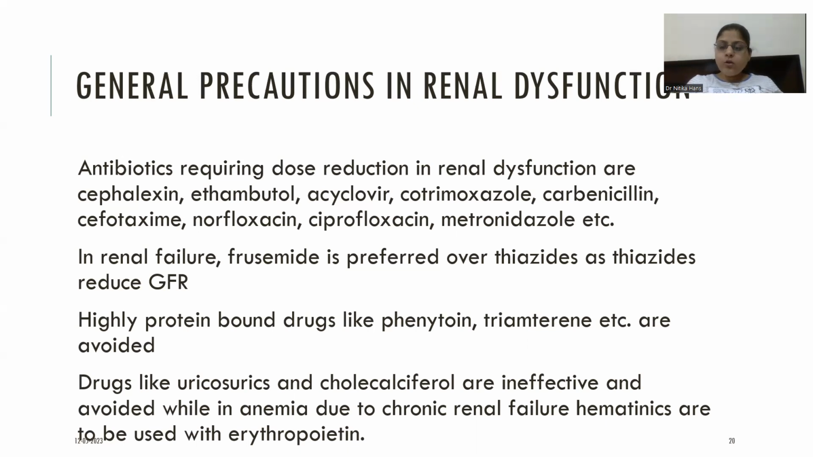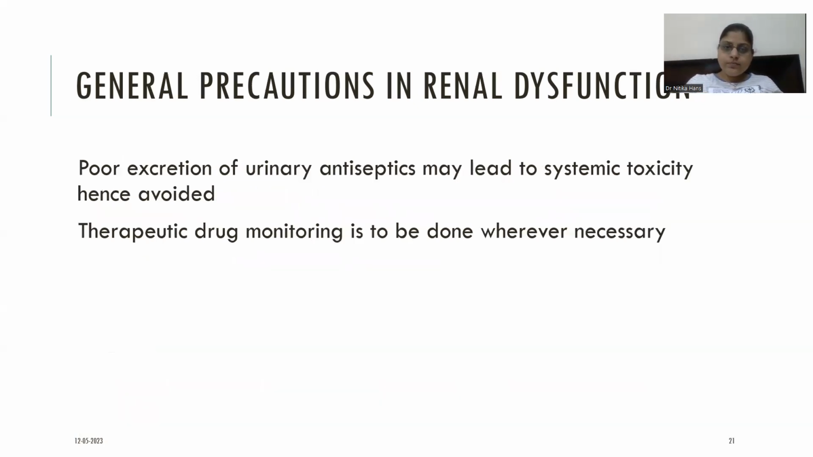and uricosurics, that is, drugs which increase uric acid excretion, like allopurinol, probenecid, febuxostat, and cholecalciferol, which is vitamin D. These are ineffective and avoided. While in anemia due to chronic renal failure, we have to give iron along with erythropoietin. This iron, like ferrous sulfate, ferrous gluconate, ferrous fumarate, is given along with vitamin B12, along with erythropoietin in anemia due to chronic renal failure.